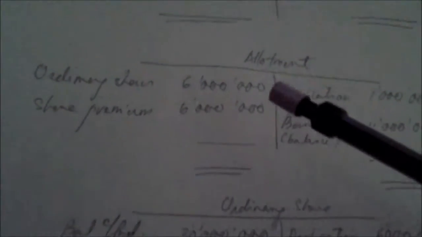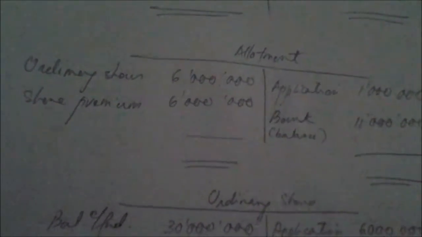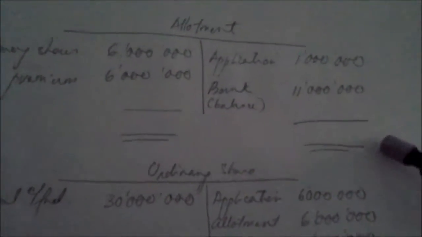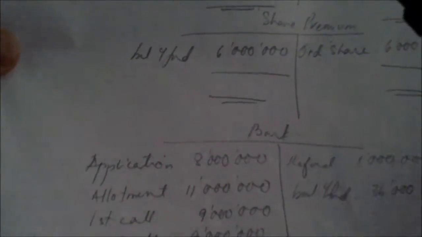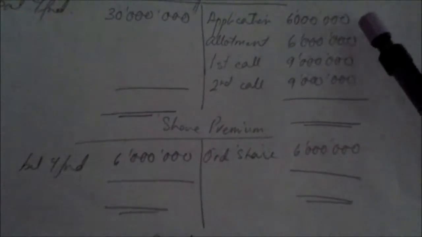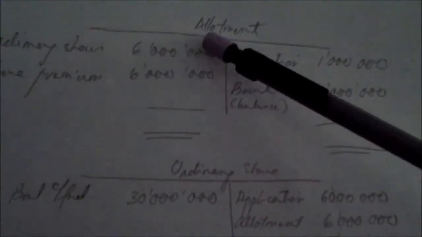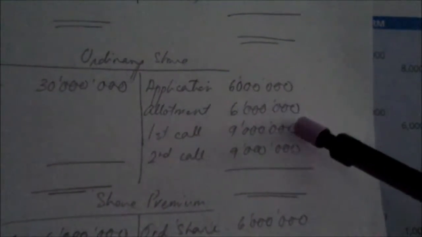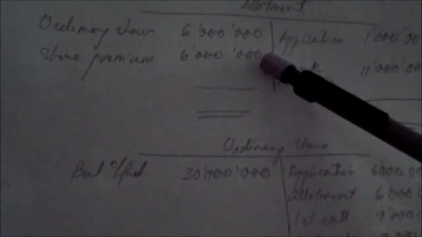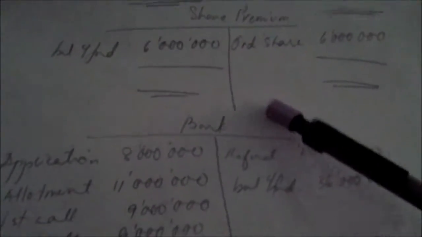So instead of them paying ordinary shares 6 million and share premium 6 million, a total of 12 million, they only make payment of 11 million. So this 11 million will be debited to the bank. Then the ordinary shares: these are the successful applications. The successful ordinary shares are transferred to ordinary shares, and the share premium from the allotment is transferred to the share premium account.